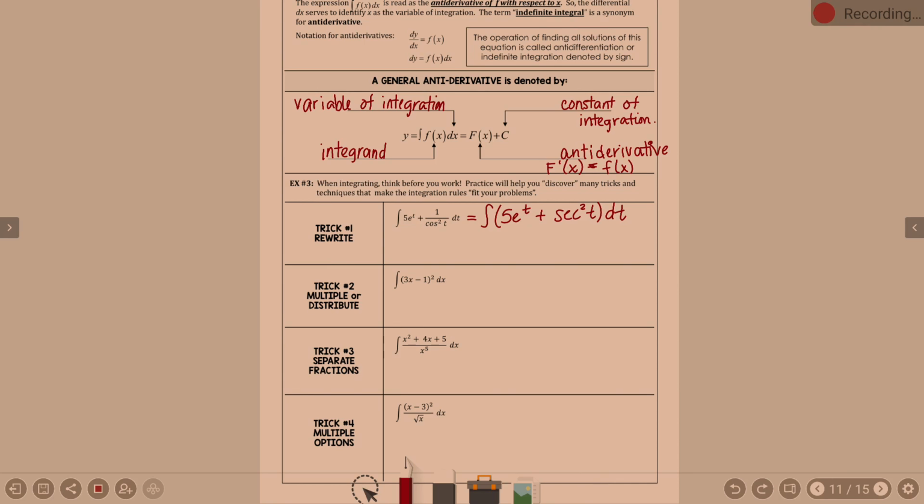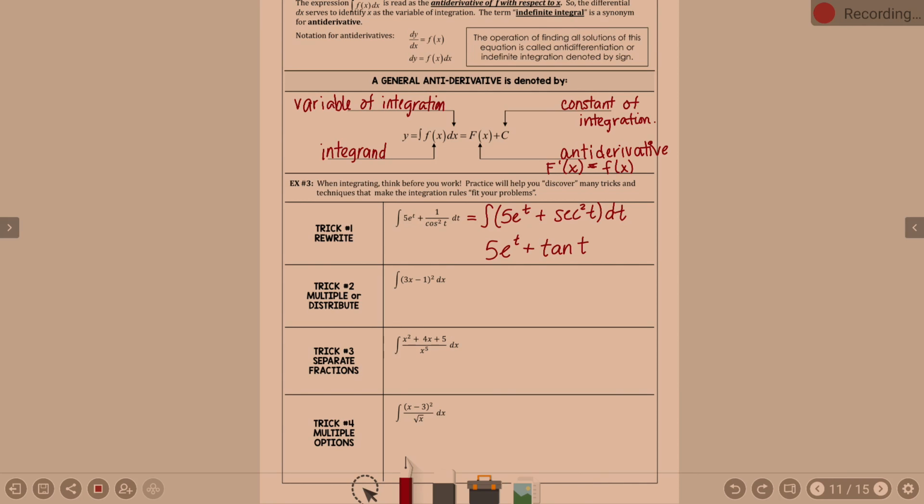What is the integral of 5e to the t? 5e to the t. The derivative of e to the x is still e to the x, with the constant in front of it. What's the integral of secant squared? Tangent. It's just tangent, tangent t.